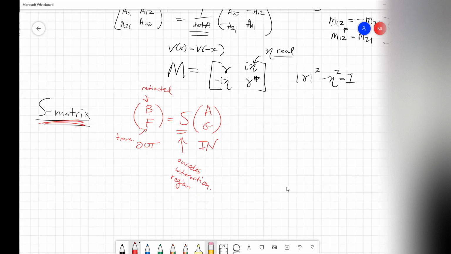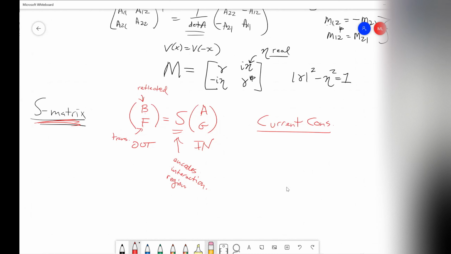So what about current conservation? Current conservation tells us what? Well, it tells us that the stuff coming in, now that all the signs are going to be correct, all the stuff coming in has to be equal to the stuff that comes out. And what does this mean? This means that the magnitude of this vector must be the same as the magnitude of this vector. So what can we conclude about S?